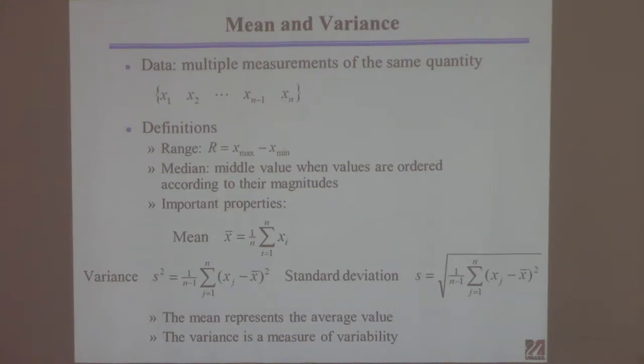Okay, and then I assume you've seen things like this, right? The range means what's the minimum value of X that you get in any experiment, subtracted from the maximum value of X you get in any experiment. The median, which we don't use much, but they do for houses for whatever reason, that's the middle value. So if you order them according to their magnitude, you just find the value in the middle. That's called the median. It's not the same as the mean.